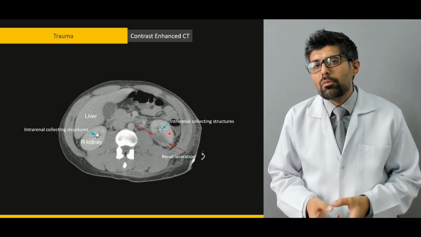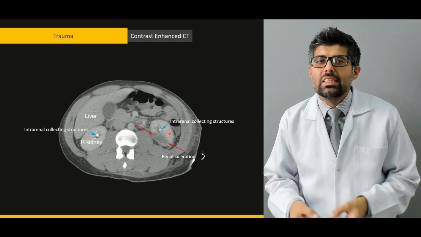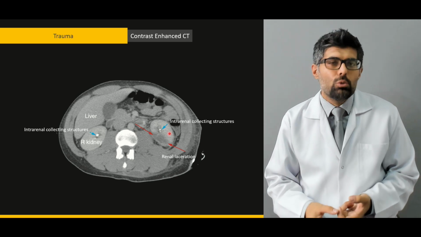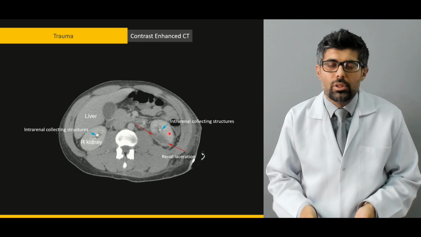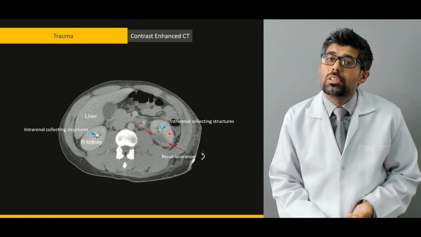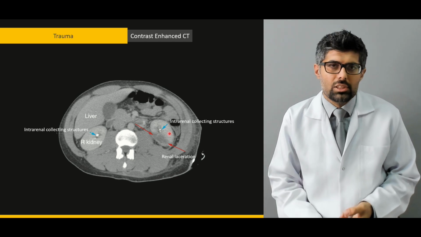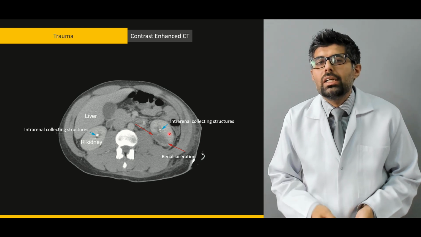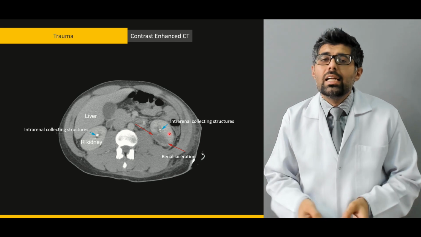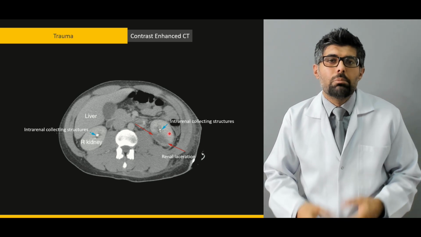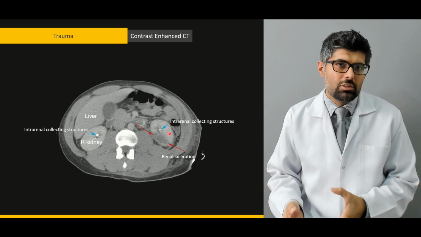So whenever we perform a contrast enhanced CT scan, first we use an arterial phase if there is some evidence of hemorrhage either on the physical exam or on the FAST exam. Then we perform a delayed phase during the CT scan. The delayed phase examines the parenchyma of the viscera.